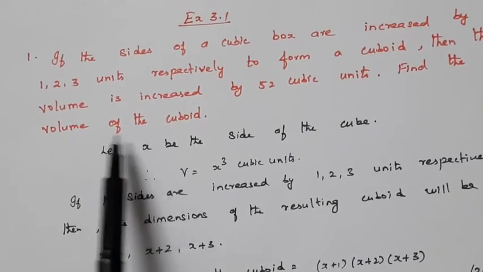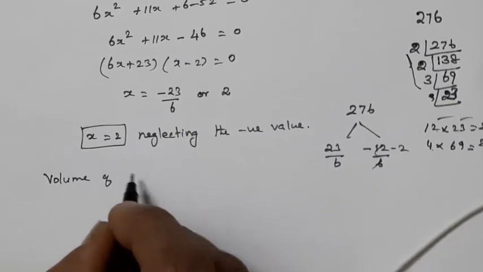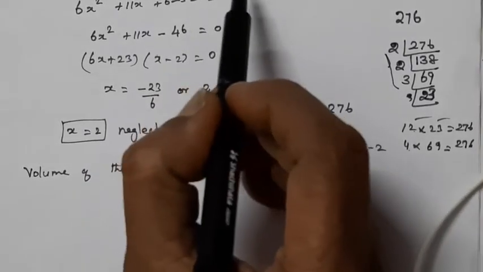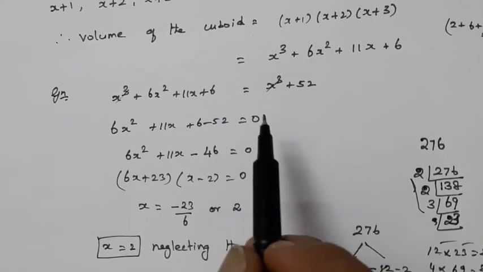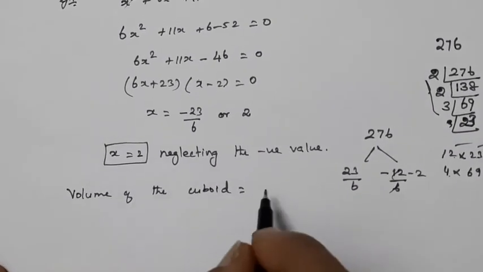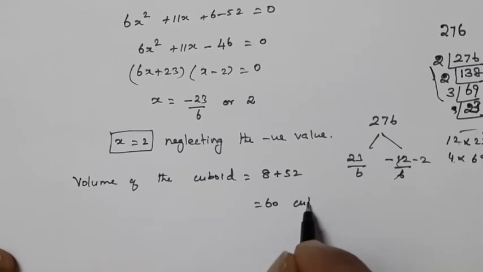In the question, the volume of the cuboid is asked. Okay. So, the volume of the cuboid is to be found using this x. The volume of the cuboid is nothing but x cube plus 52, where x takes the value 2. So, 8 plus 52 is equal to 60 cubic units.